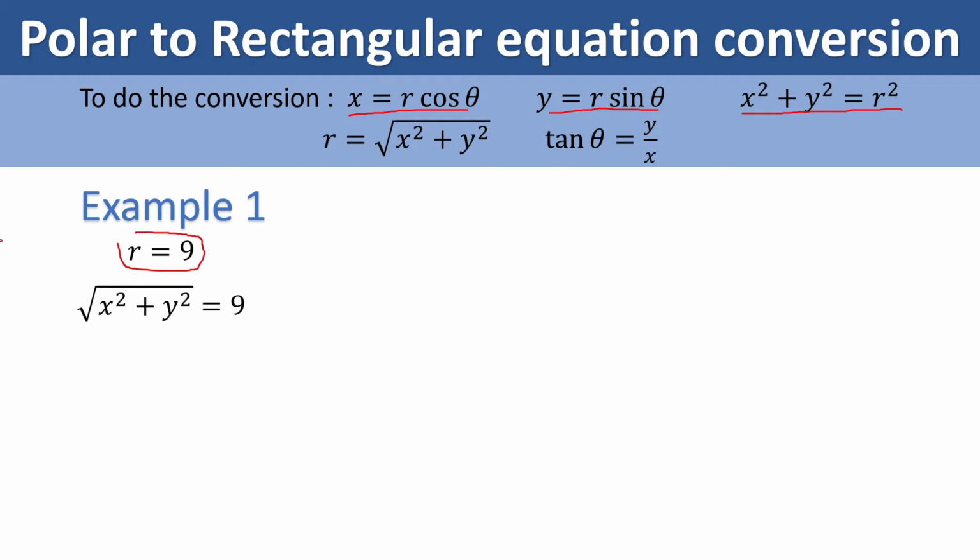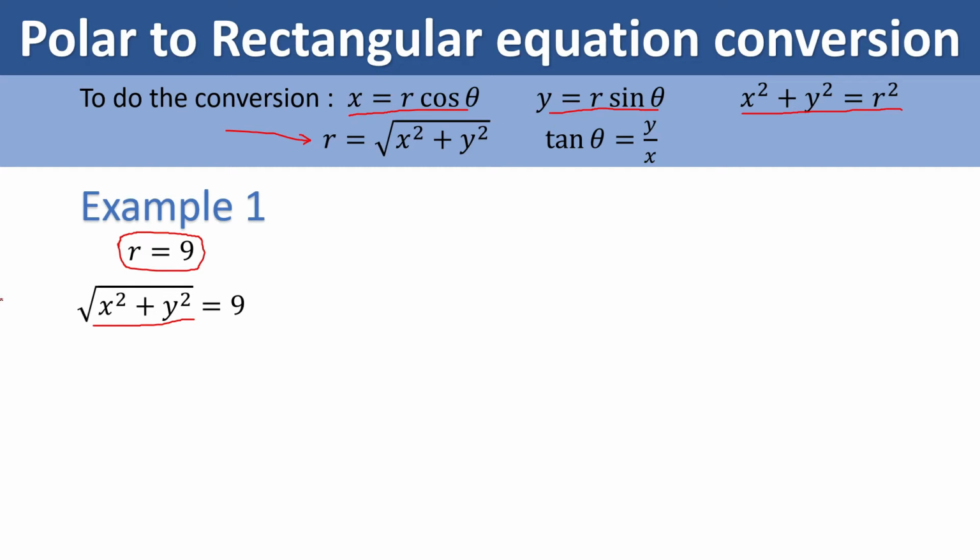This is an equation in the polar coordinate system. Then, using this expression, r is the square root of x squared plus y squared, equal to 9.